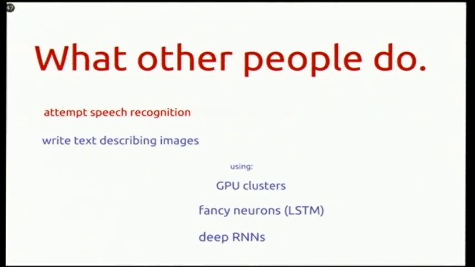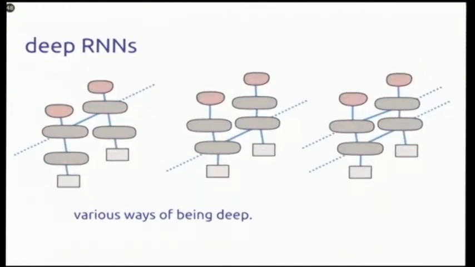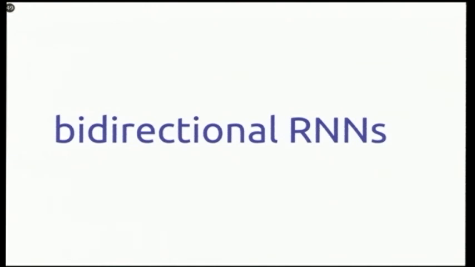Other people do speech recognition. They're getting quite good. People are using recurrent neural networks to label images, and they use GPU clusters and deep recurrent neural networks, which just means having more layers above or below, or both, the recurrent layer, or maybe having more than one recurrent layer. And they use bidirectional ones, where if you have an audio file, you can go backwards in time and forwards in time at the same time. And if you're doing continuous speech recognition, you can't. But they're always doing it in labs, so they cheat.